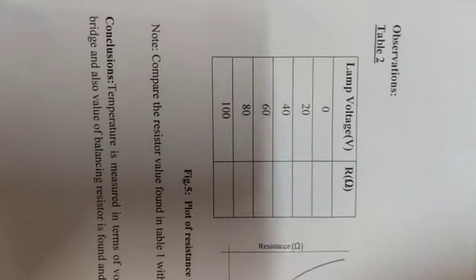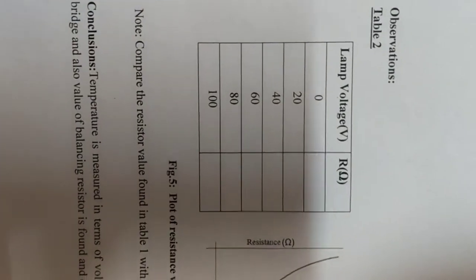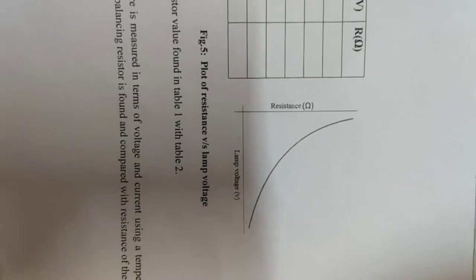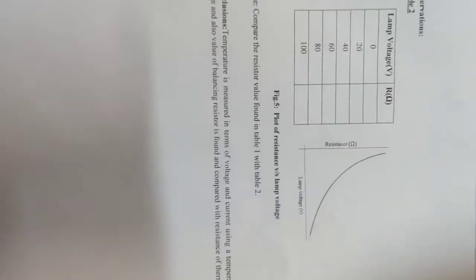So enough, I think. That is the experiment: noting down for different values, that is for different lamp voltages, note down R and plot this graph, where you will get a negative temperature coefficient graph. So that is about this temperature sensor experiment.